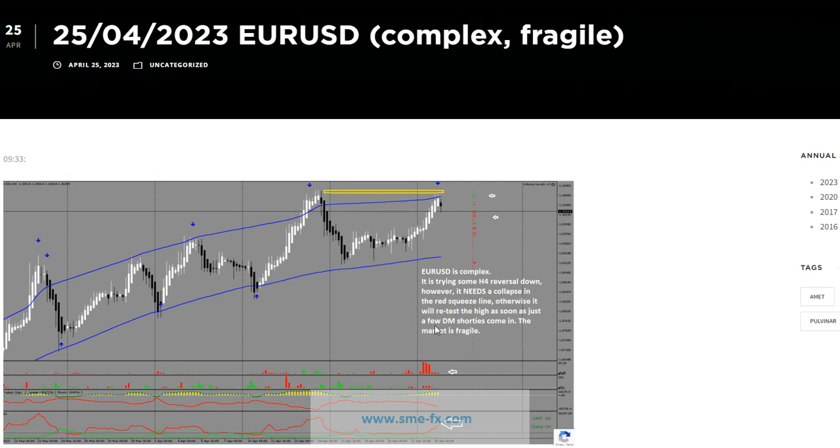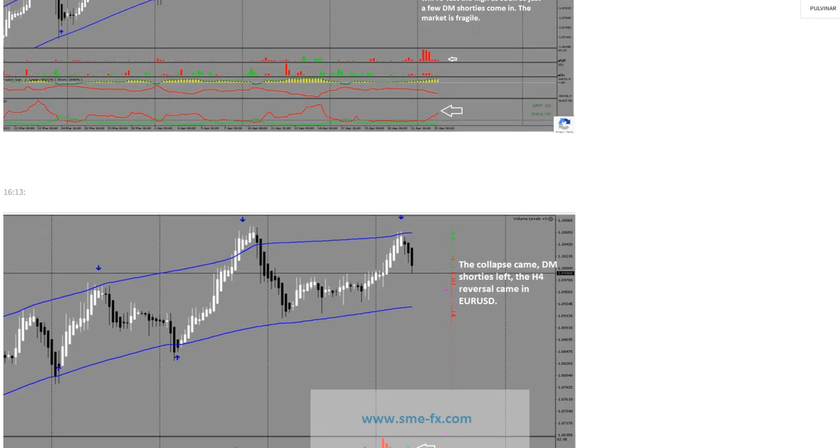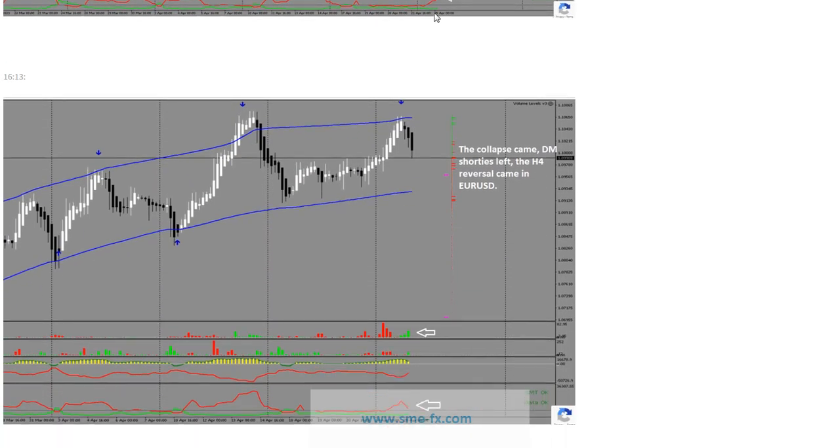However, it needs a collapse in the red squeeze line. Otherwise, it will retest the high as soon as just a few dummy shorties came in. The market is fragile. So like before, the market is sensitive towards any red bars, any dumb money sellers, okay? Because the squeeze energy will increase and they will go up and clear the high in these scenarios, okay? However, what happened here is what I wrote in this screenshot.